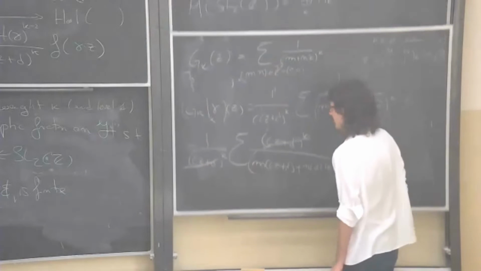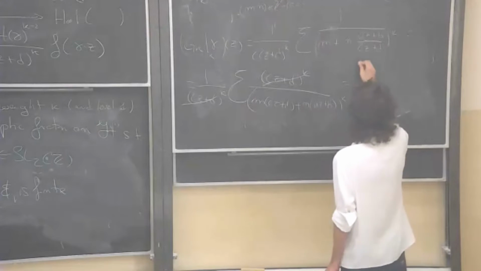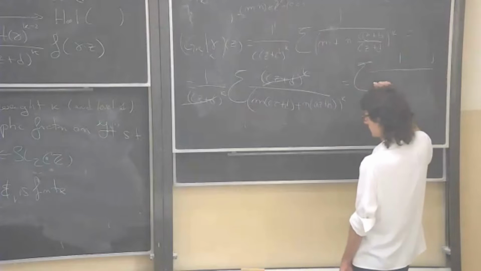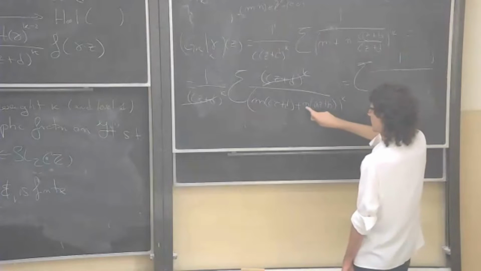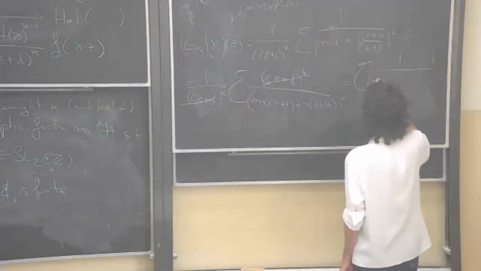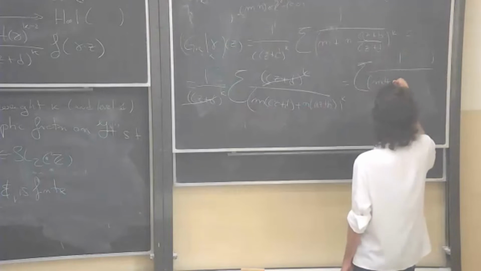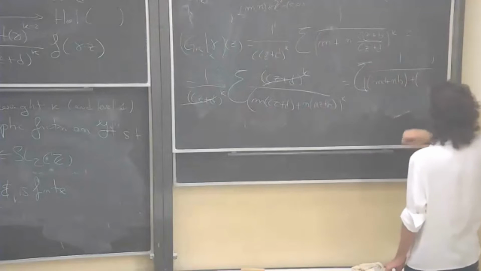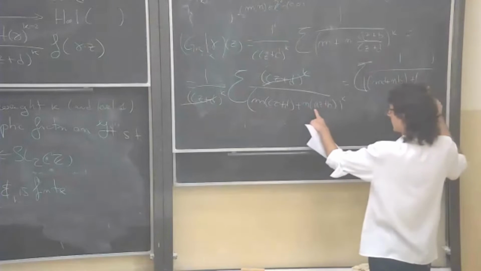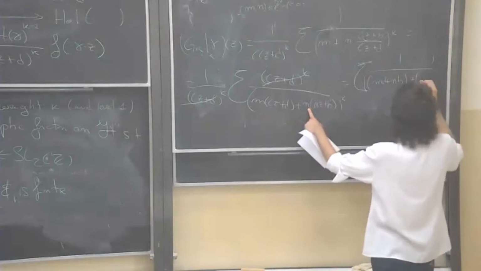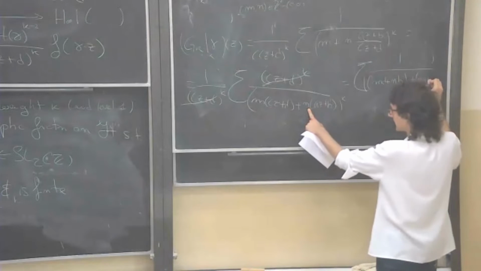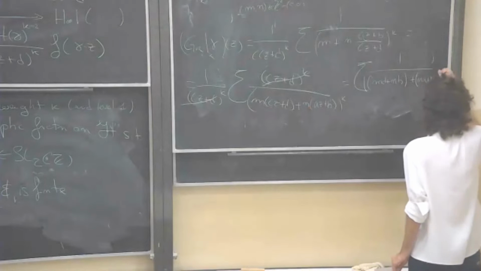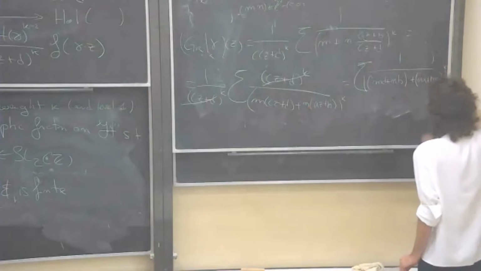And we are left with the sum of 1 over, this is very hard, (md plus nb) plus (na plus mc) z, to the k.